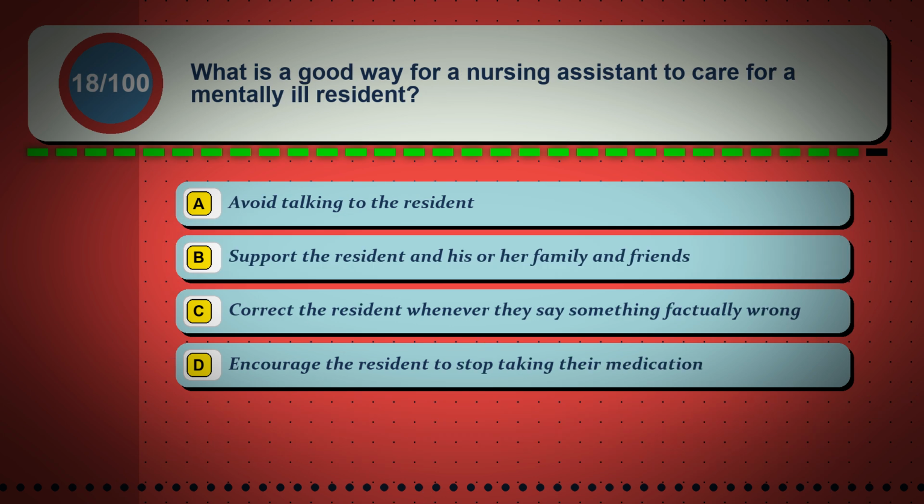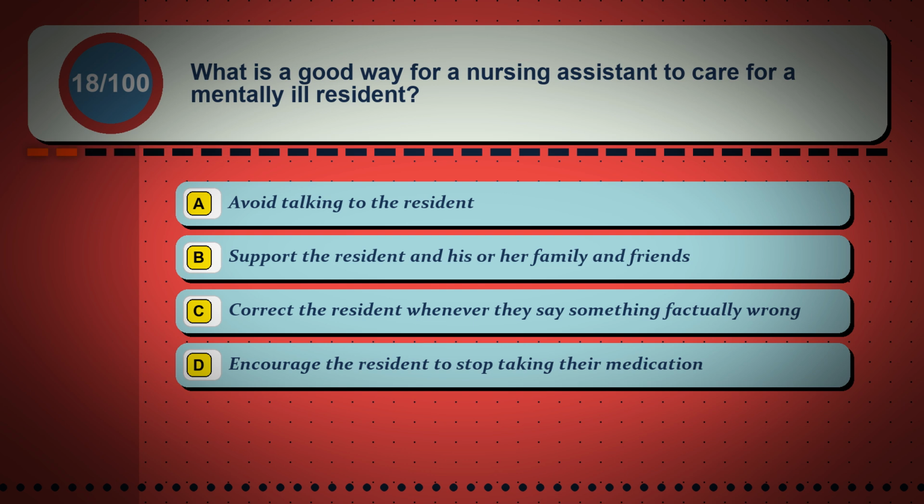Question 18. What is a good way for a nursing assistant to care for a mentally ill resident? Option A, avoid talking to the resident. Option B, support the resident and his or her family and friends. Option C, correct the resident whenever they say something factually wrong. Option D, encourage the resident to stop taking their medication.